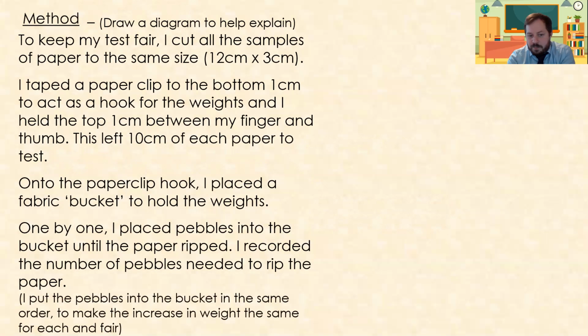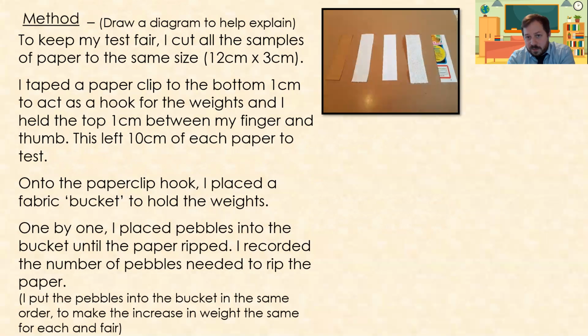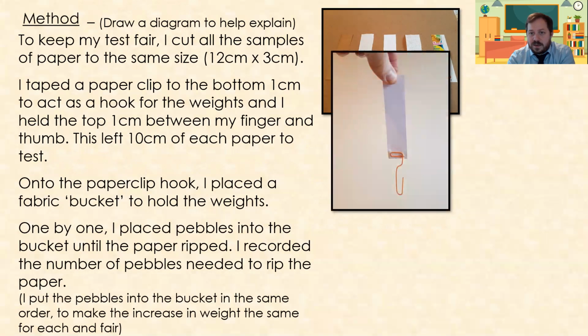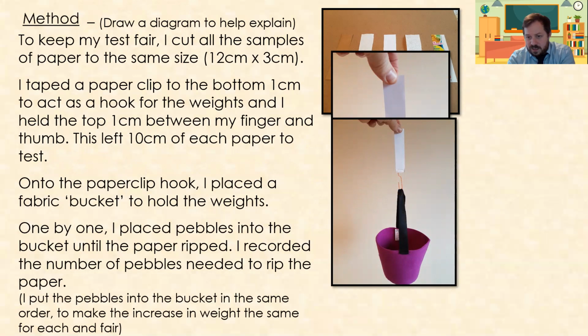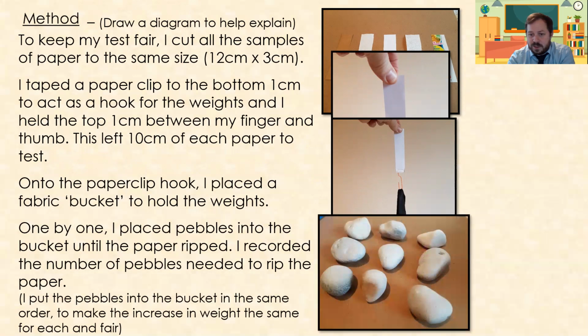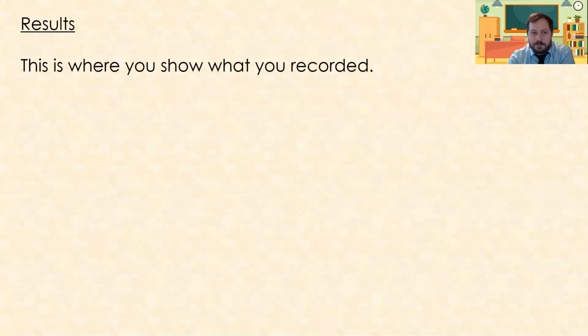And I put the pebbles in the bucket in the same order to make the increasing weight fair. So here are my strips cut to the right length. That's me taping my paper clip to the bottom and holding it to the top. Then a fabric bag hook on the end, and if you don't have a bag like this, you could use a plastic bag. And then the pebbles that I'm going to put in the right order. Some sort of diagram to show, using pictures, also works.